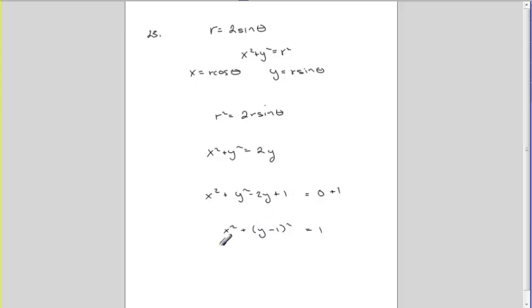So this is an equation for a circle, and it has radius 1, and its center is at x equals 0, y equals 1. So let's look at the pictures, and it looks like C has that property. It's a circle, radius 1. Okay, so that's 23.